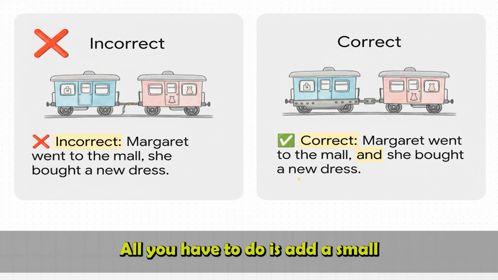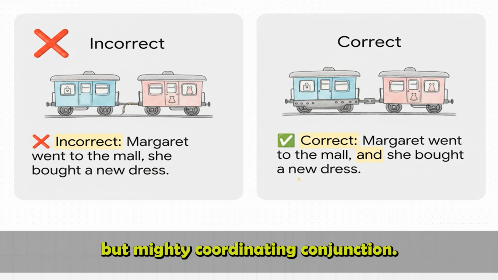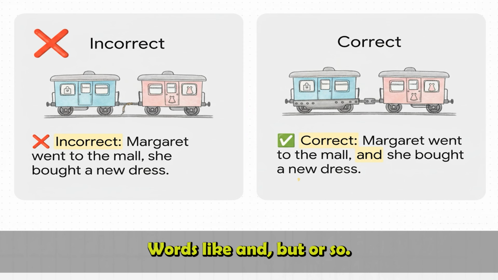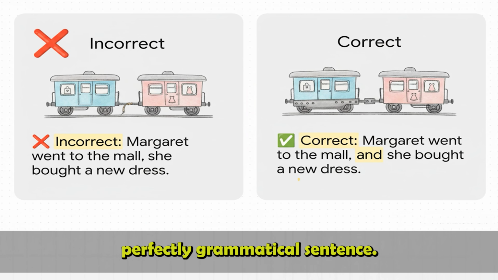All you have to do is add a small but mighty coordinating conjunction. Words like and, but, or so, right after the comma. Margaret went to the mall, and she bought a new dress. See? It correctly links the two ideas into one smooth, perfectly grammatical sentence.